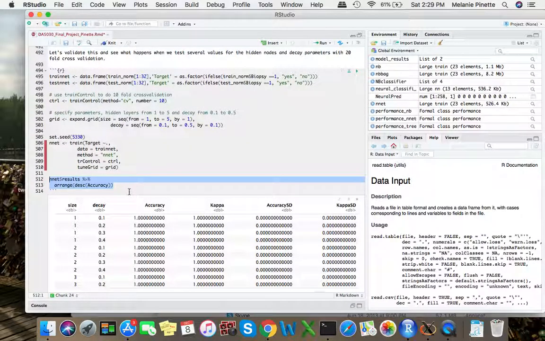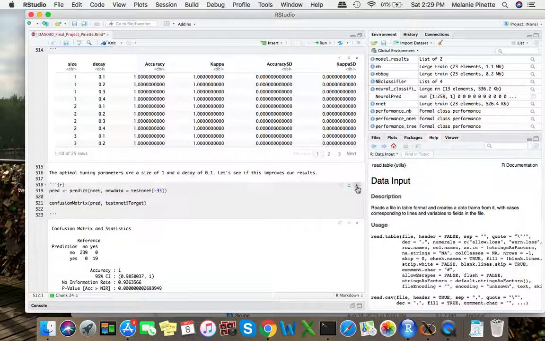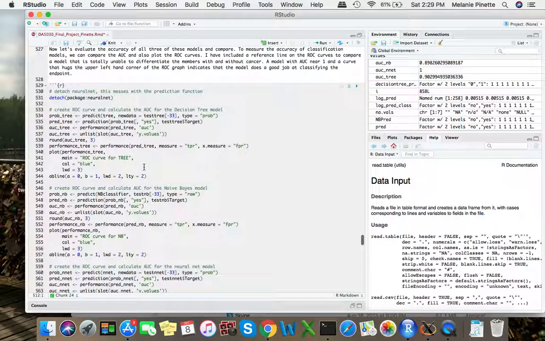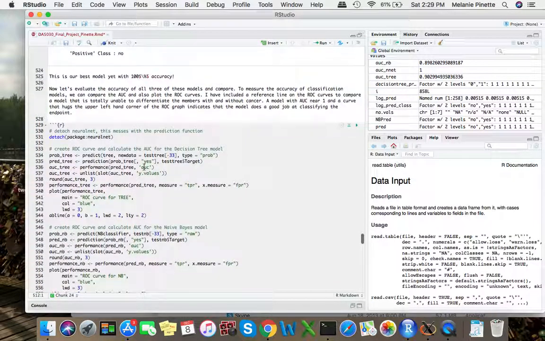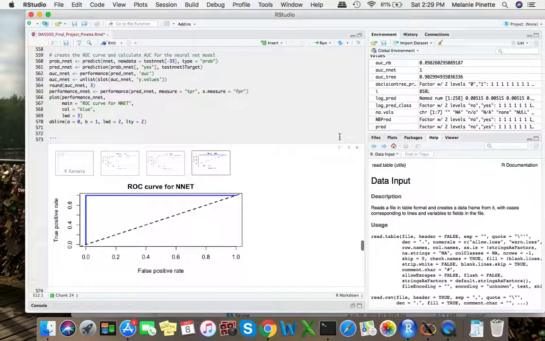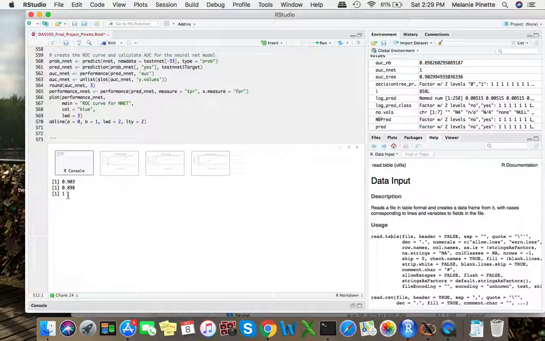Okay. So again, using the train function, it says a size of 1, so 1 hidden node, and a decay of 0.1 is the best model. Let's see if our results improved using this new model. And yes, okay, so it predicts the endpoint 100% of the time, which is pretty impressive. So we'll look at the accuracy of all three of these models. Having an AUC closer to 1 is better, and having an ROC curve in the left hand corner is better. We see for the neural net, we have 100% accuracy.